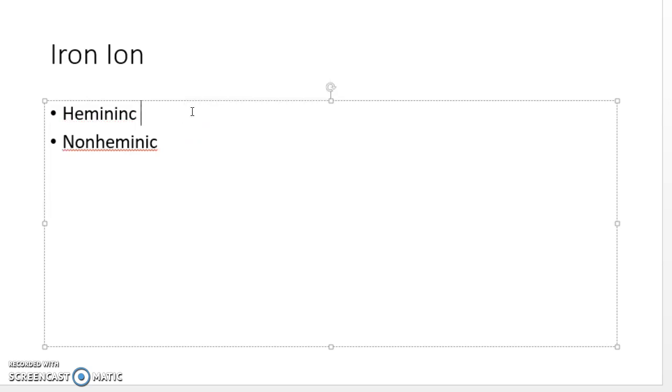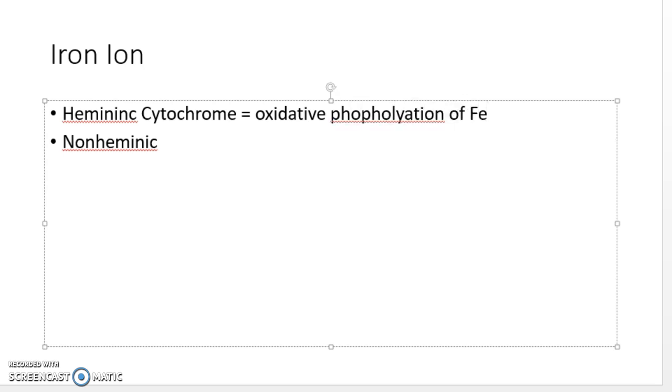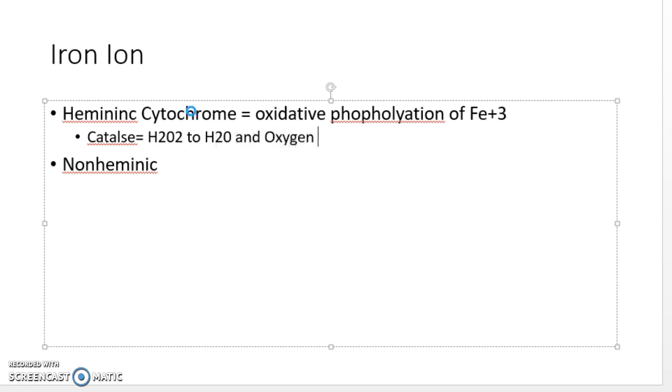for instance, cytochrome C, and this is going to be for the oxidative phosphorylation of the Fe3+. In addition to that, there can be the catalase enzyme. Catalase enzyme acts on H2O2 to form H2O and oxygen, and essentially over here iron radicals will be formed in these reactions.